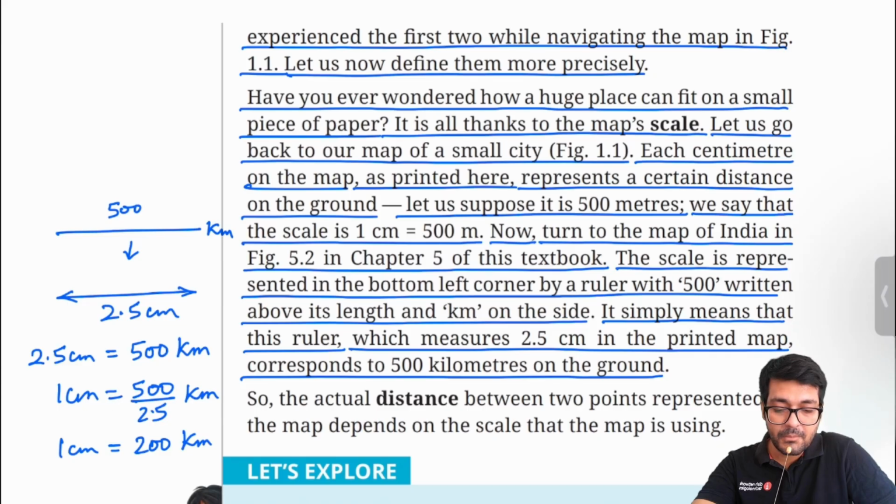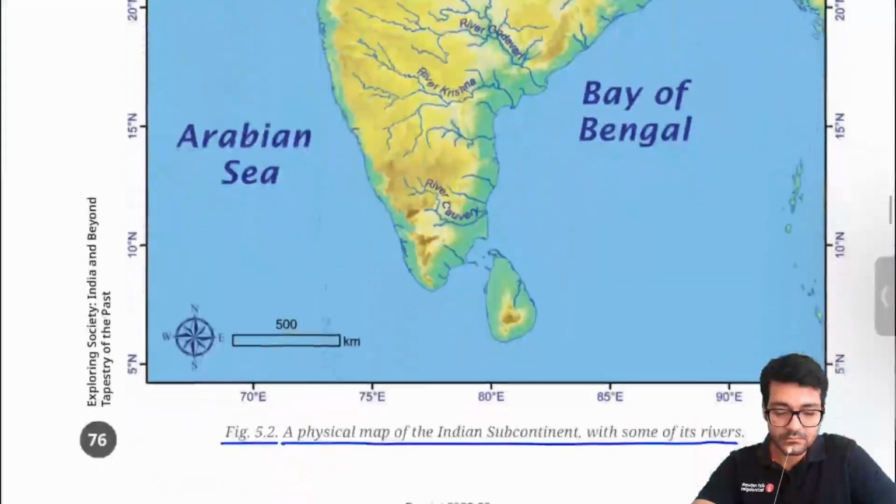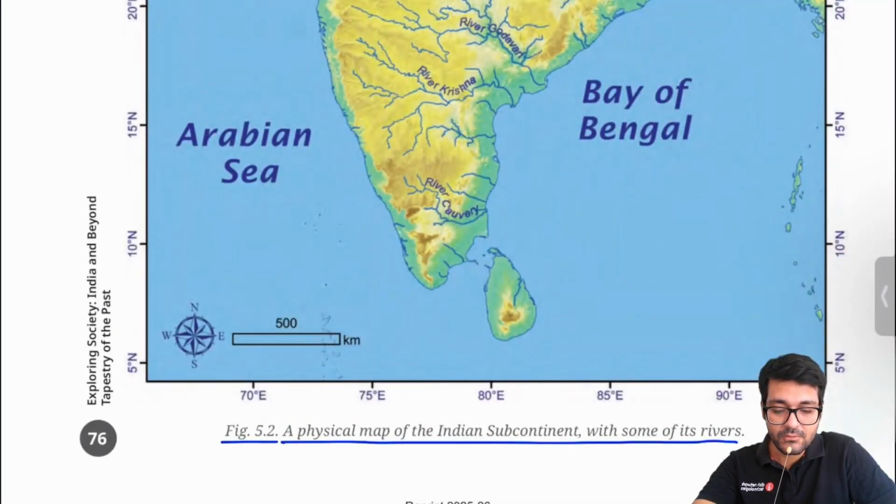Let's move to Chapter 5 and see Figure 5.2. In Figure 5.2, you can see a scale here. Above the scale, it is written 500. On the side, it is written kilometer. This length on the map is equal to 2.5 centimeter. That means the scale is 2.5 centimeter is equal to 500 kilometers on the ground. Let's move to Chapter 1.